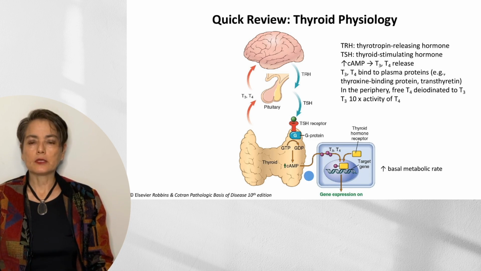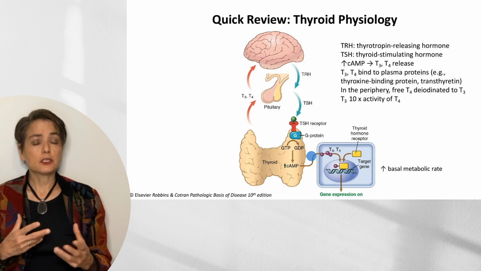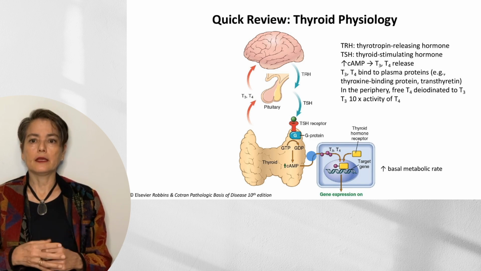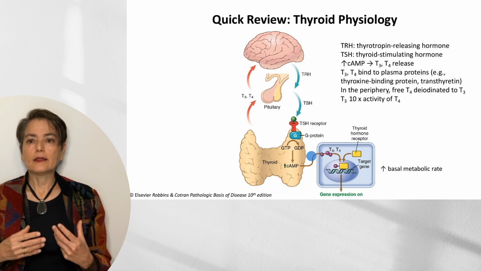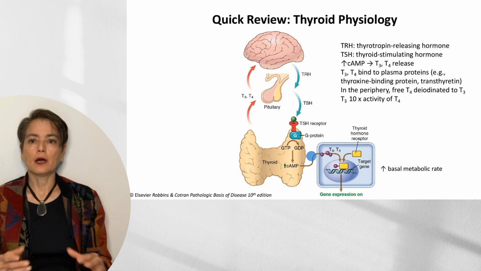All right, coming back to our little world here where the T3 and T4 have been released into the blood. They don't just float around free, they are immediately bound up to plasma proteins. Only a small amount is actually free in the blood. And these plasma proteins are thyroxine binding protein, transthyretin, among others.